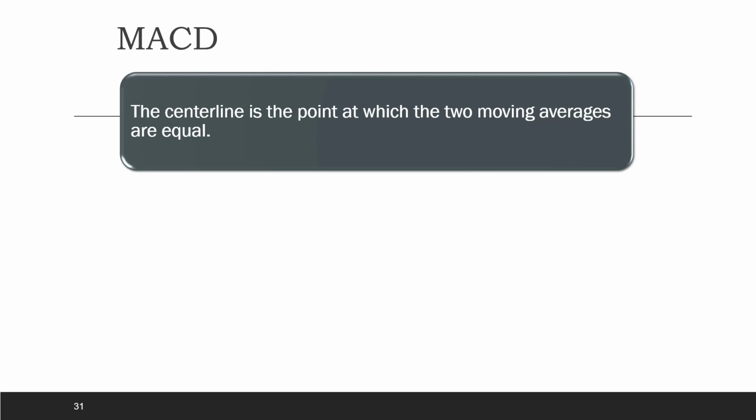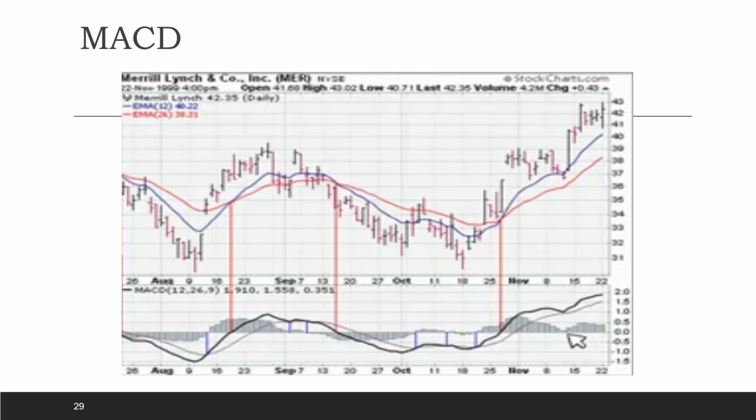The center line is the point at which the two moving averages are equal. So whenever the two moving averages are equal, that is called the center line. Look at this again. Whenever the two lines are coinciding, that is the 0 point, this point. The difference between the two is 2, and here from 0 to this point is 2. As the two lines are widening, you will find the MACD line is also going up and touching 2, which is nothing but the difference between the two moving averages.